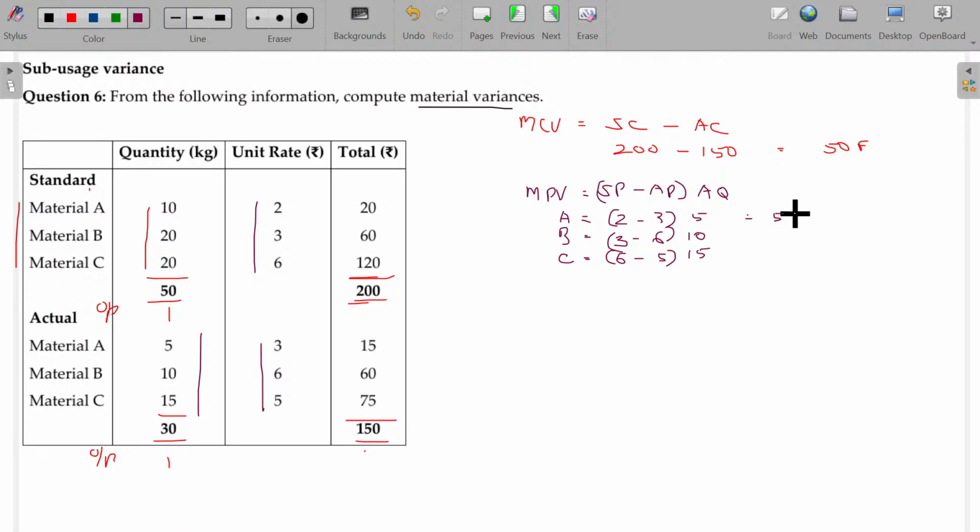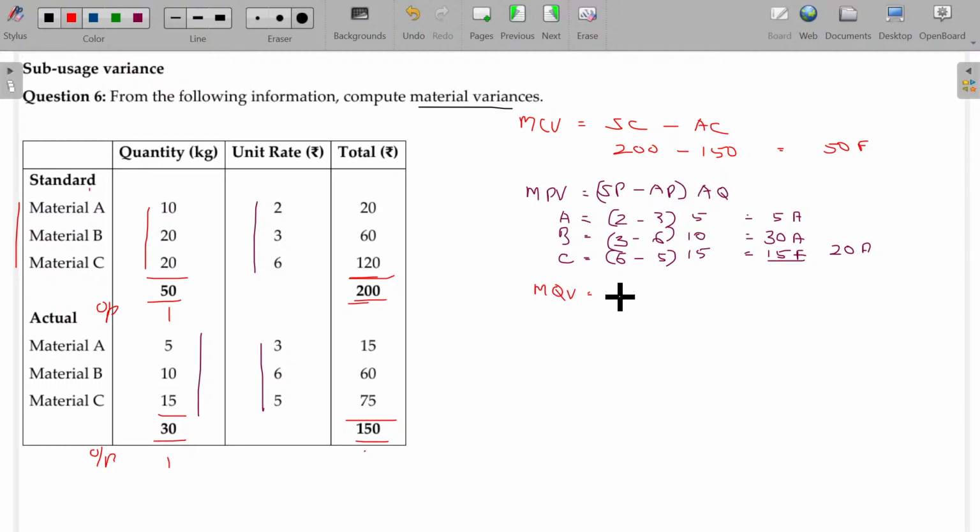Then 5 rupees you paid excess, adverse. 3 into 10, 30 rupees you paid excess, adverse. 1 rupee you paid lesser into 15, 15 rupees favorable. Ends with 20 rupees adverse. Material price variance is over.